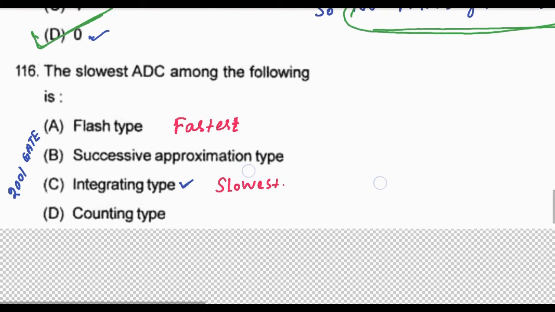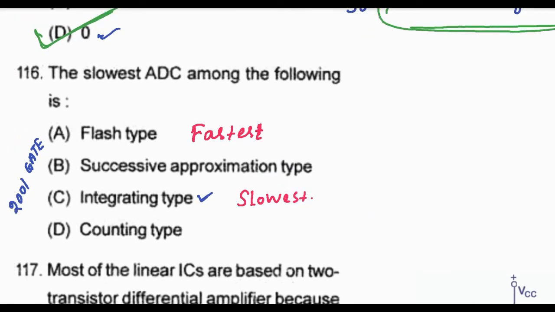Next question is the slowest ADC among the following, that is analog to digital converter. What is the slowest analog to digital converter among these? Option A is flash type, option B is successive approximation type, option C is integrating type, option D is counting type. And this is also a 2001 GATE electrical engineering question. So the answer is the integrating type, and this is the slowest. And if the question asked for the fastest, it is the flash type.